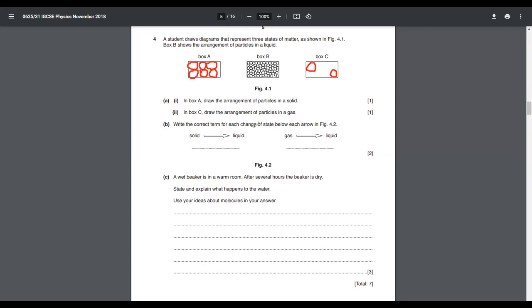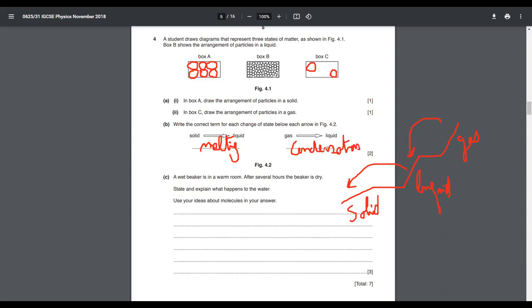Solid to liquid, write the correct terms for each of the changes of state below. From solid to liquid, it's melting. And here from gas to liquid, if you remember, the curve, we said from gas to liquid, this should be condensation, and from liquid to solid, this should be solidification or freezing. So from gas to liquid, this is condensation. Okay, that's for part B.